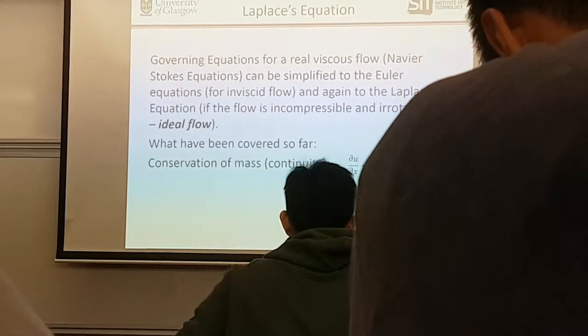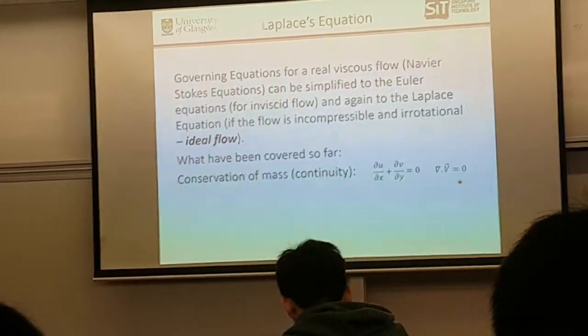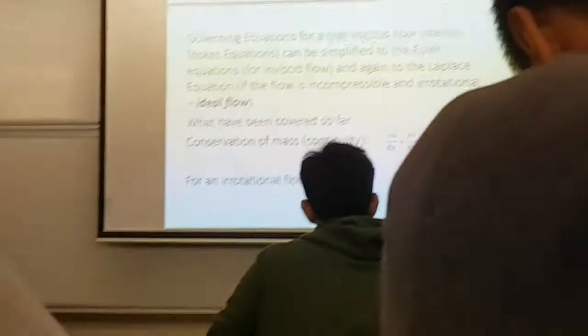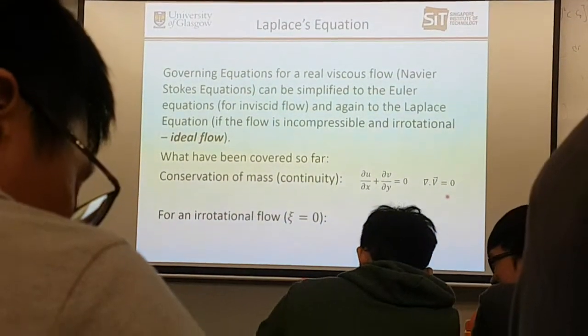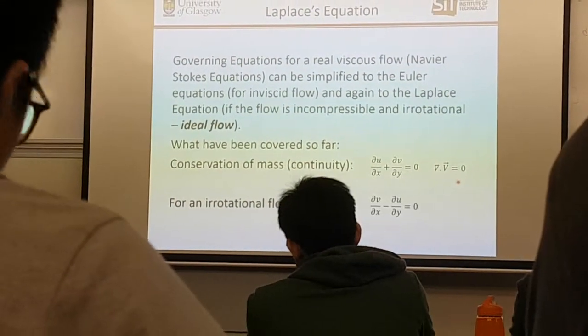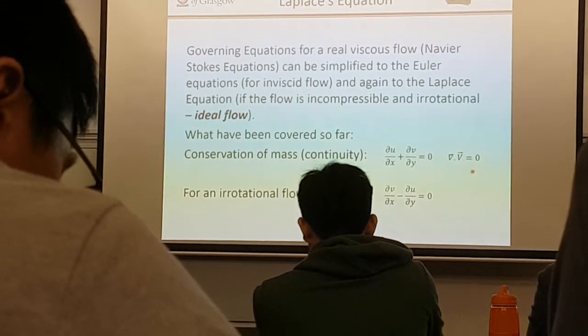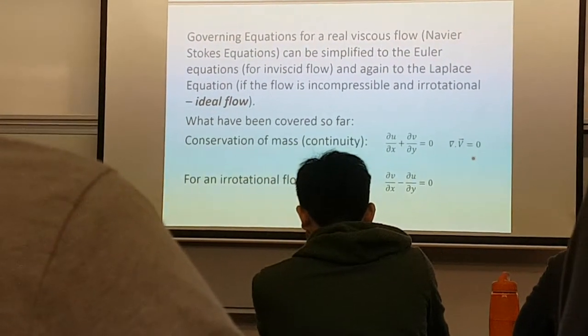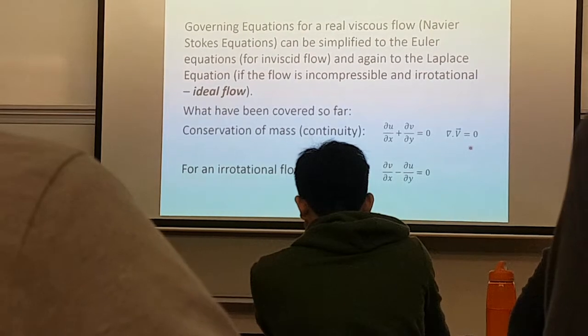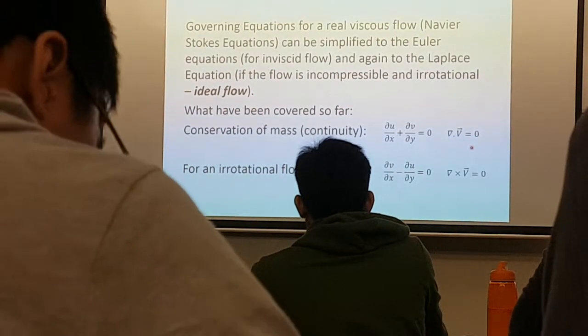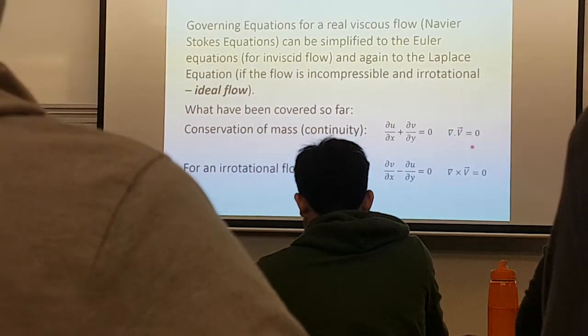The second equation that I mentioned to you is on irrotational flow. When I talk about irrotational, we talk about the fact that the vorticity is equal to 0. So when vorticity is equal to 0, we have this equation here: dv/dx minus du/dy, or delta v over delta x minus delta u over delta y, equals 0. What do we have here? This is the curl of the velocity vector.